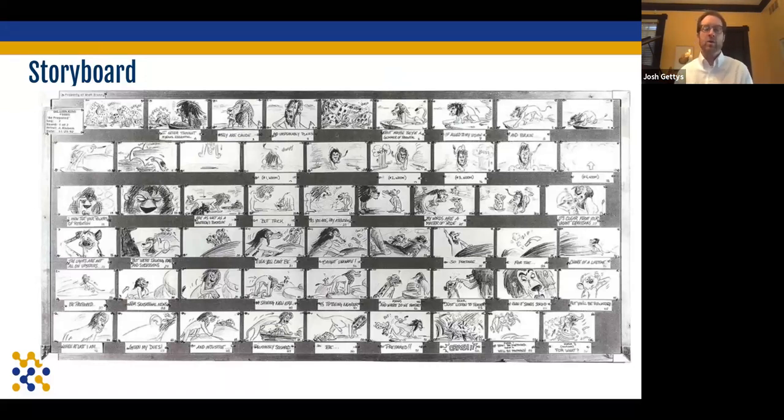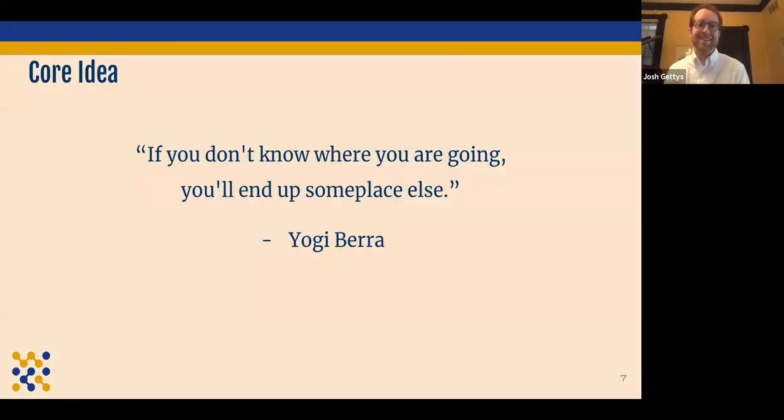We need to essentially know what the story is about and where we're going in order to really put together a coherent picture. This was actually from Lion King, if you can tell. Yogi Berra says, if you don't know where you're going, you'll end up someplace else. So before we can answer what we're going to teach, or where to start, we need to know where we're going.